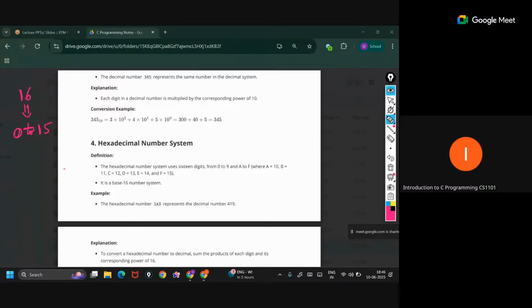So from 10, they're using the characters A. For B, what is the value? 11 is represented as B. How about 12? C. And how about 13? D. And how about 14? E. And how about 15? F. That's it. So 0 to 9 you can use normally, and from 10 to 15 you use A to F. Is it clear?